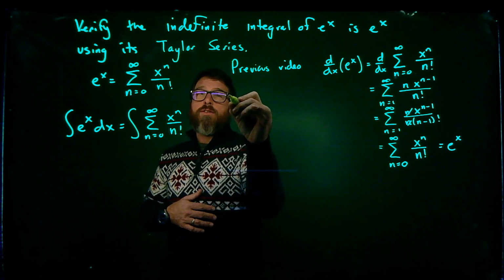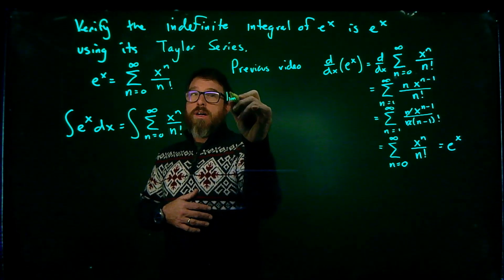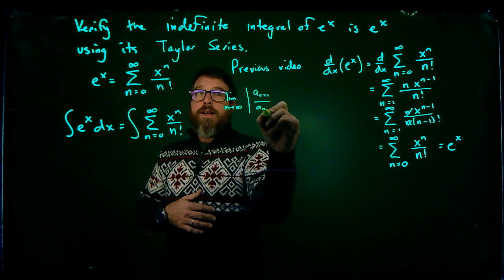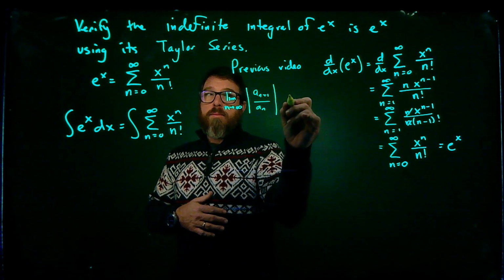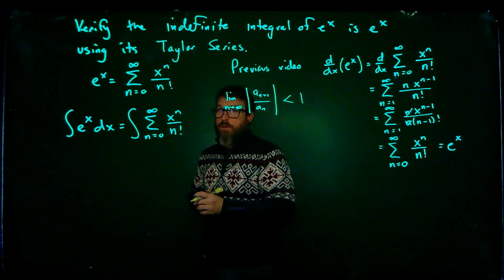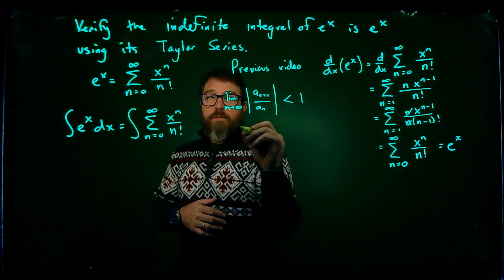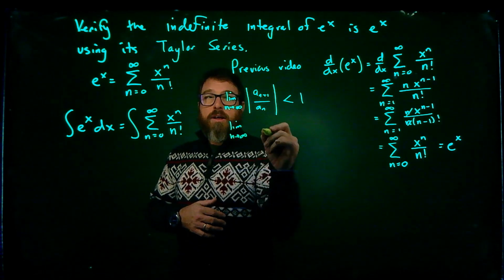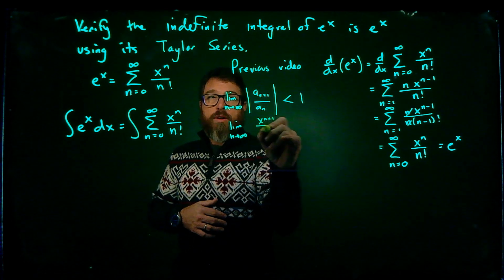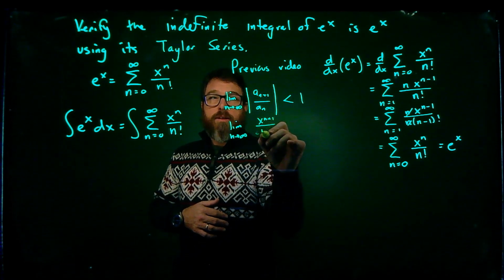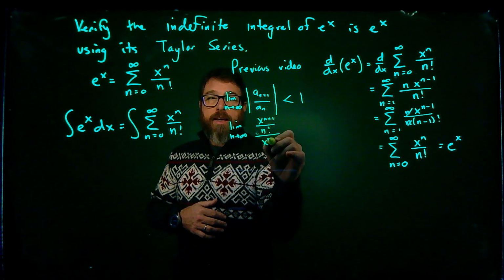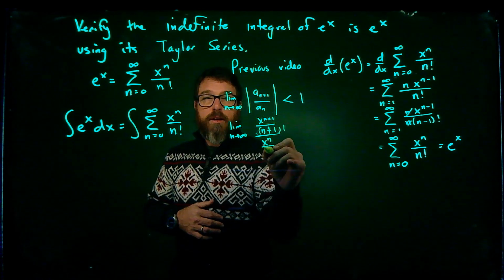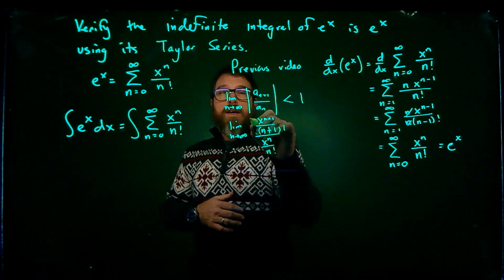So what I'm going to do is verify convergence through the ratio test: the limit as n goes to infinity of the absolute value of a sub n plus 1 all over a sub n. And I just have to verify that this is less than 1. That'll give us our interval of convergence. So a sub n plus 1 is going to be, everywhere there's an n, now there's an n plus 1. This is our a sub n. So this is going to be equal to x to the n plus 1 over n plus 1 factorial, divided by x to the n over n factorial.